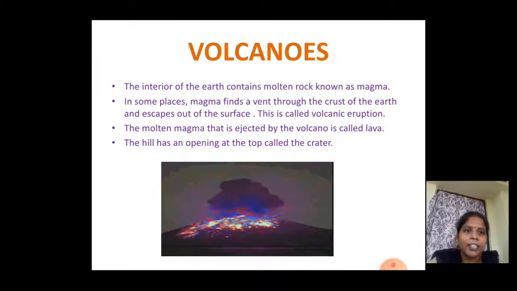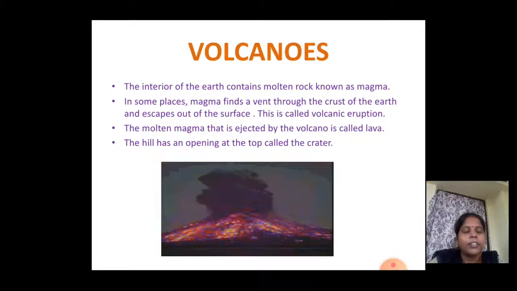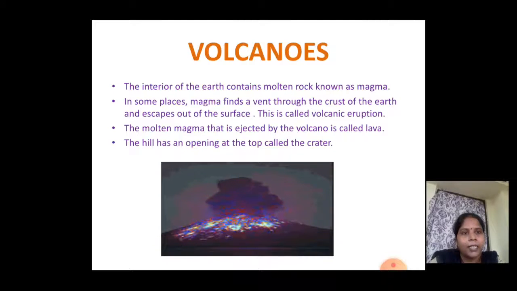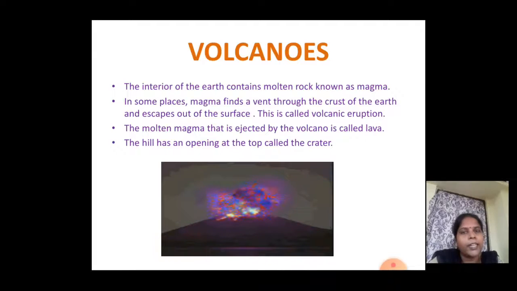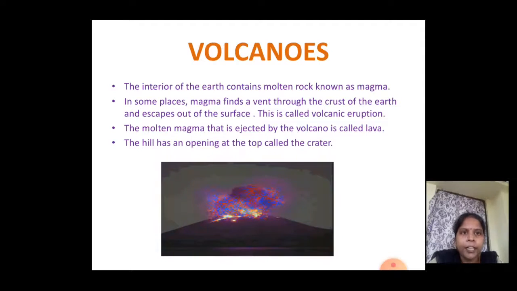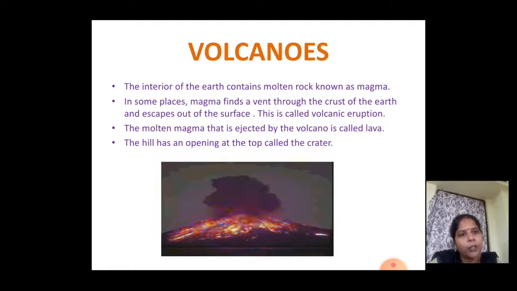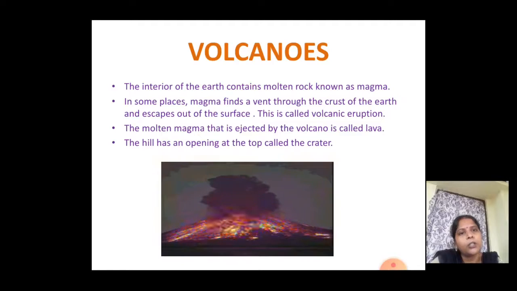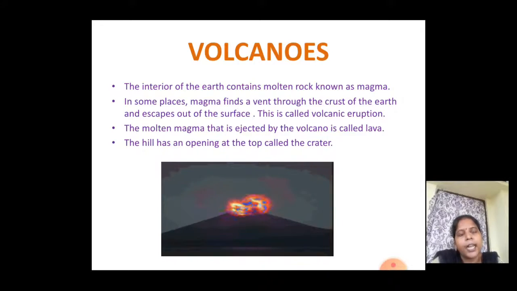Volcanoes. Children, we know that the earth consists of different layers. What are the different layers? Core, crust and mantle. And the mantle consists of molten rock that is known as magma. The interior of the earth contains molten rock known as magma, and in some places this magma finds a way through the crust of the earth and escapes out of the surface.